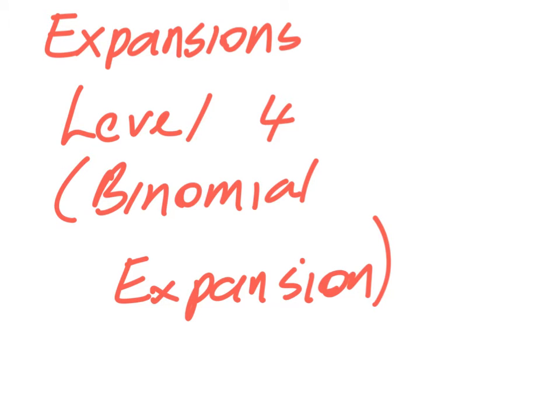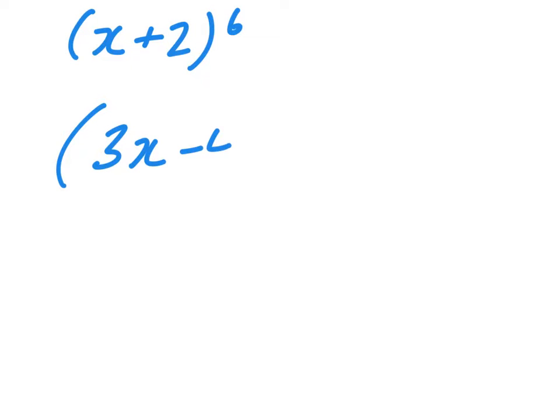So this is level 4 of expansions, and it's called the binomial expansion. And the binomial expansion is used in the following situations. Say, for example, you have x plus 2 to the power of 6, or something like 3x minus 4 to the power of 7. Okay? These are going to be very, very long to expand out.